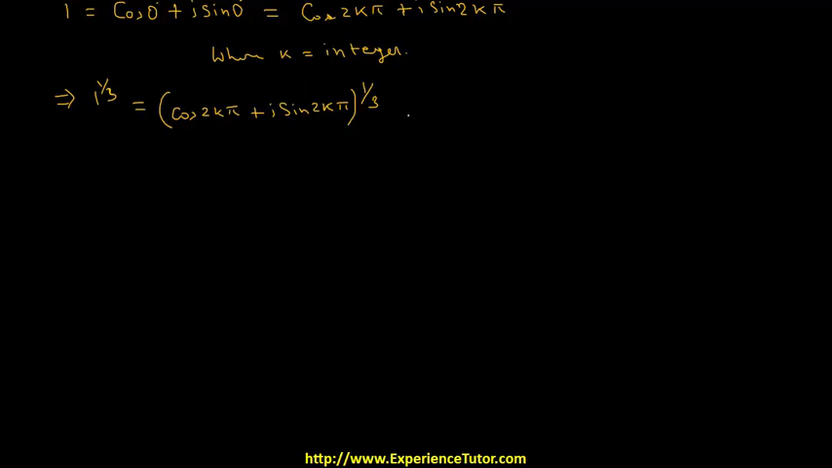is equal to cos 2k pi upon 3 plus i sin 2k pi upon 3, where k is equal to 0, 1, 2.